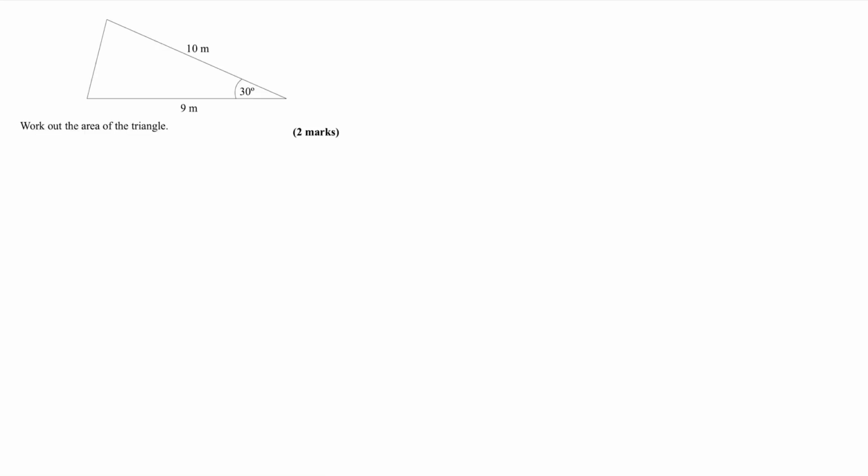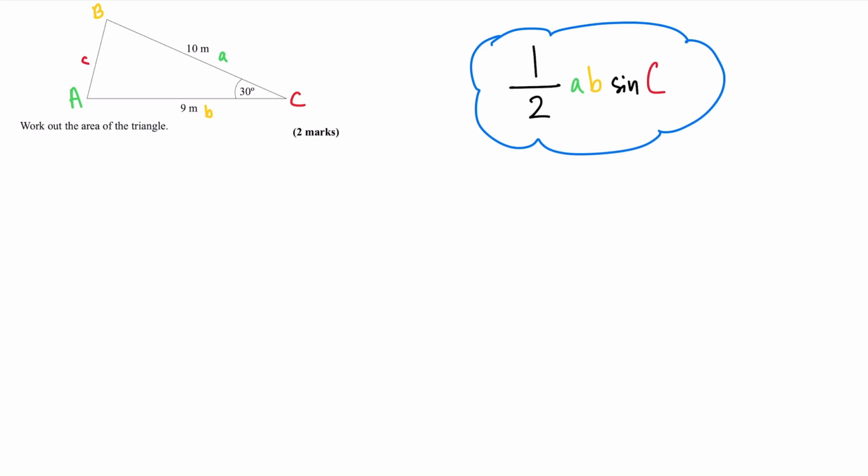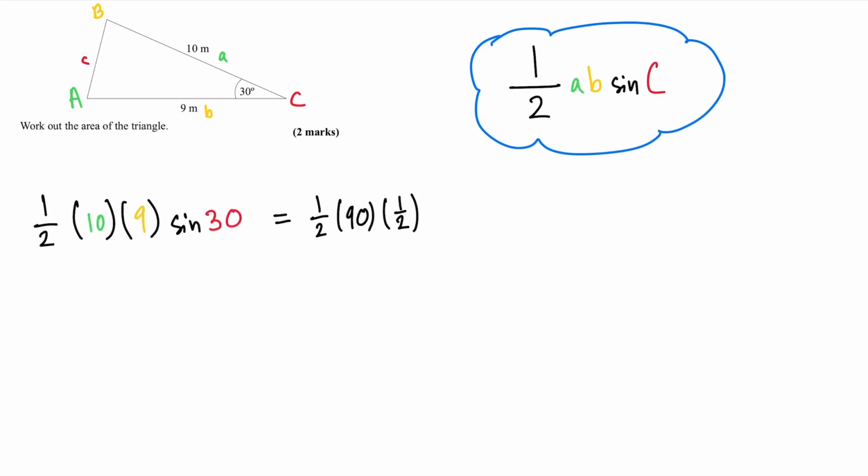So here we have a triangle, and we want to find the area of this triangle. This is a very simple question you could get at the start of your maths paper. And the first thing I always suggest doing is just marking out A, B, C for the lengths and the angles. So we have the side a, side b, and we have the angle C. That's our formula. So all we do is we sub it in, and because sine 30 is a half, we can sub that in as a half, and that gives us 22.5 meters squared.